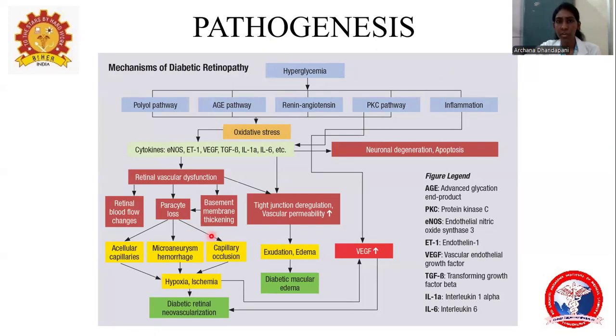So the main cytokine involved in the pathogenesis of diabetic retinopathy is VEGF. There are three types of VEGF: VEGF A, B, C.